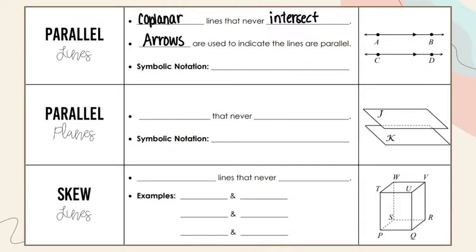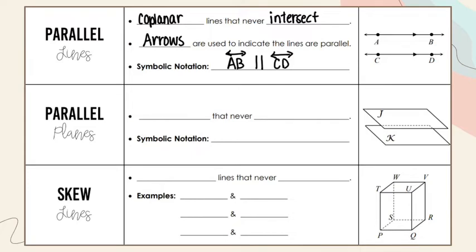The symbolic notation for parallel lines. If I wanted to say that line AB is parallel to line CD, I could write that like this. AB with a line on top is parallel to line CD. Just like that.